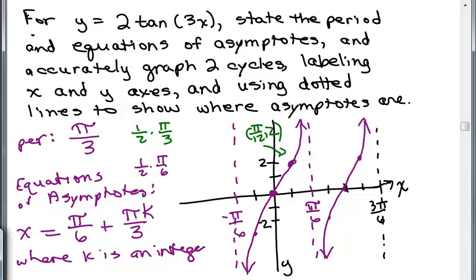So let's see if we've done everything we're asked to. We stated the period, that's pi over 3. We have the equations of the asymptotes: x equals pi over 6 plus pi over 3 times k, where k is an integer. We graphed 2 cycles, yes. We labeled the x and the y-axis. And we used dotted lines to show where the asymptotes are. So we're done.